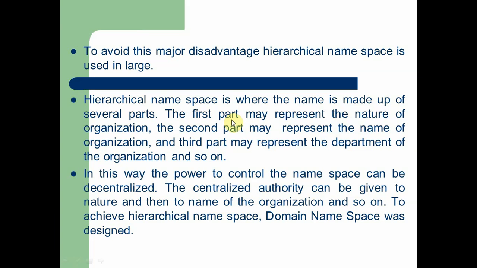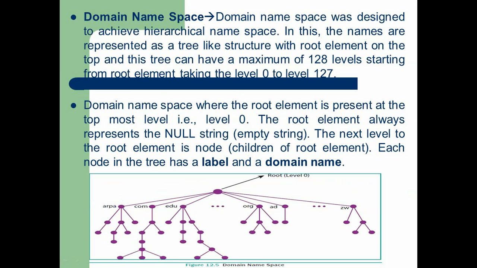So the first part is the nature of the organization, the second part is the name of the organization, the third part is the department of the organization. In this way, the power of control over the namespace can be decentralized. The centralized authority can be given to the nature and the name and to the organization and so on. To achieve a hierarchical namespace, domain names were designed. So DNS names are designed in a hierarchical name system. Then only can we access any web page throughout the world without any difficulties.